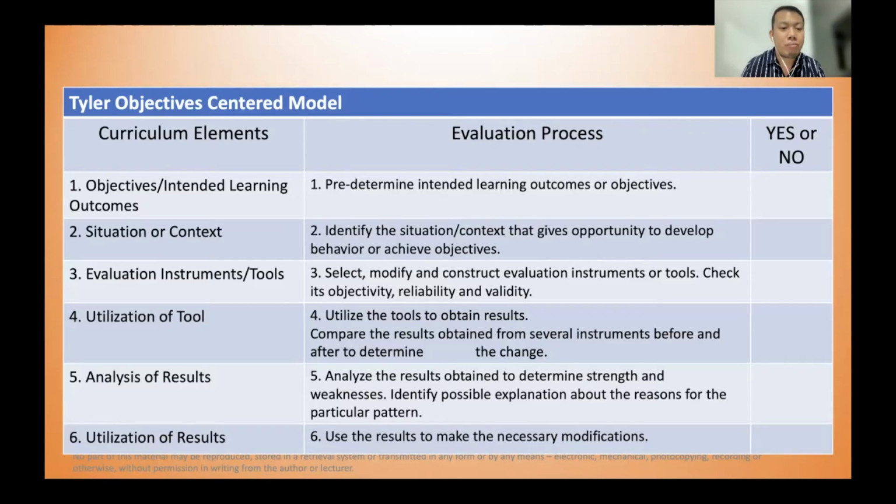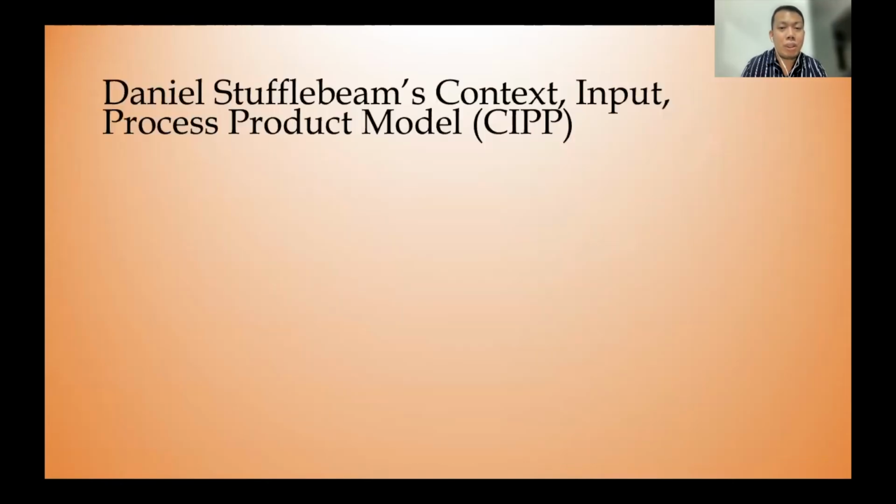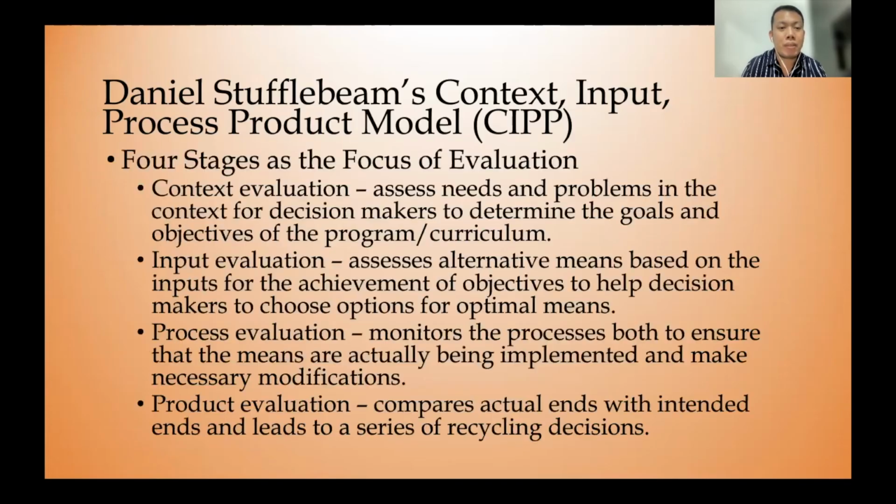All right. So let us now move on to the CIPP model by Daniel Stufflebeam. So there are four stages as the focus of evaluation. So these are the CIPP: context evaluation, input evaluation, process evaluation, and product evaluation. So under the context evaluation, assess needs and problems in the context for decision makers to determine the goals and objectives of the program or the curriculum.